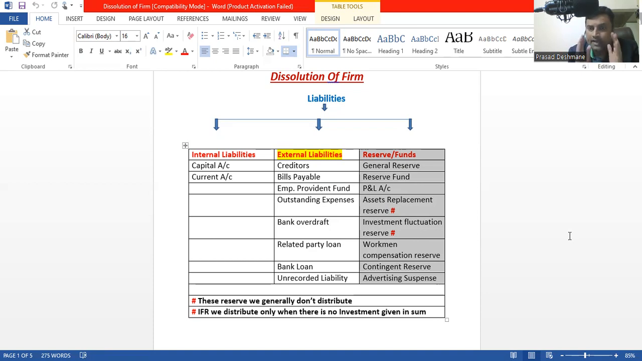Clear? All the external liabilities we have to pay, and we have to get the NOCs from the external liability holders. We need to submit those NOCs in the court, and then the court will give the final NOC to close the business. Is it clear?